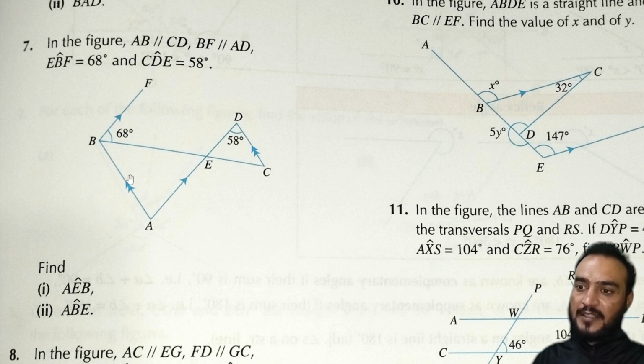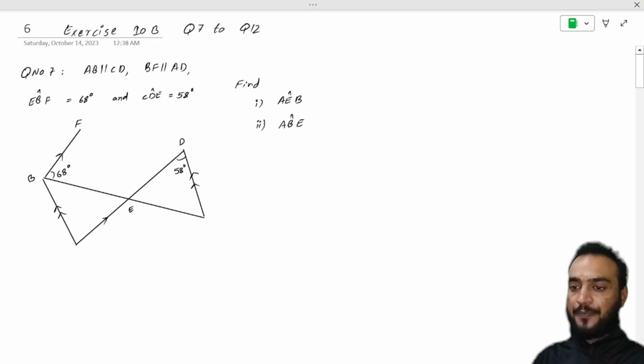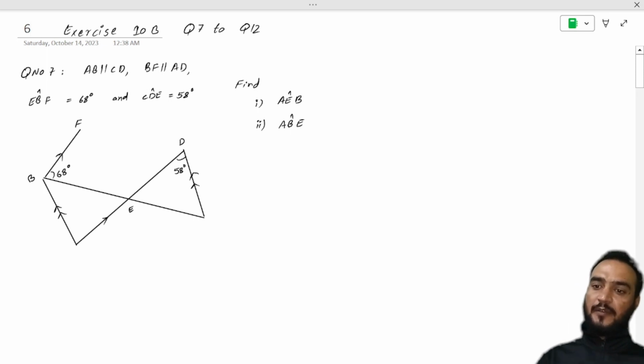These are the angles, and these are two lines: AB, which is parallel to CD, and BF, which is parallel to AD. These are two pairs of lines which are parallel to each other. We have to find AEB and ABE. These two angles are to be found. So this is the diagram which is in front of you.